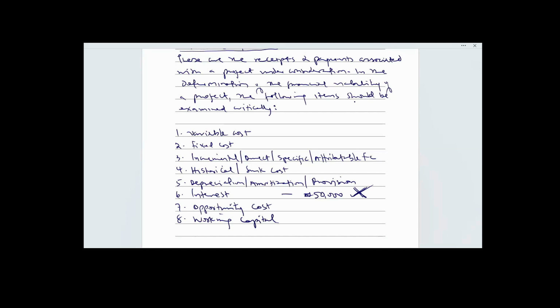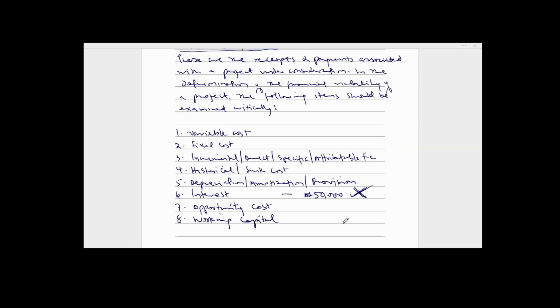So I'll move to the next one, which is opportunity cost. Opportunity cost is the benefit forgone as a result of decision taking. Okay, I repeat, opportunity cost is the benefit forgone as a result of decision taking. So opportunity cost is a relevant cost, you have to account for it. Opportunity cost is a relevant cash flow, you have to account for it. It should be considered. All right.